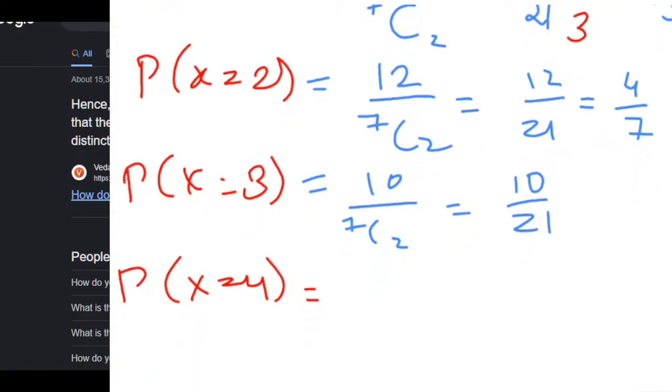Okay, for 4 it is 8, over 7C2, which is again 8 by 21.